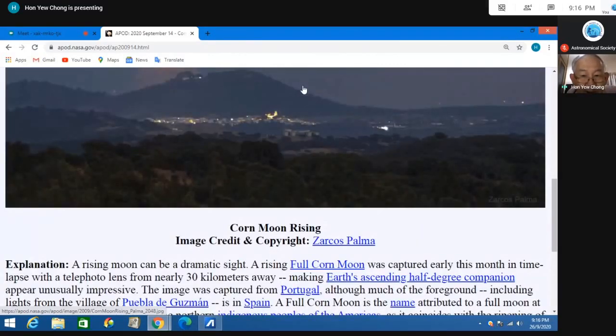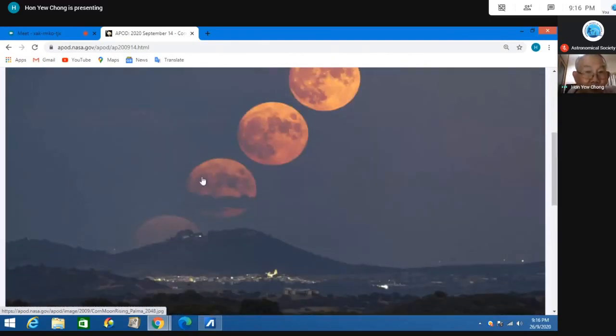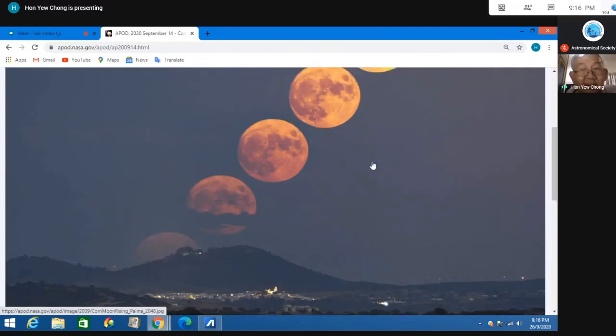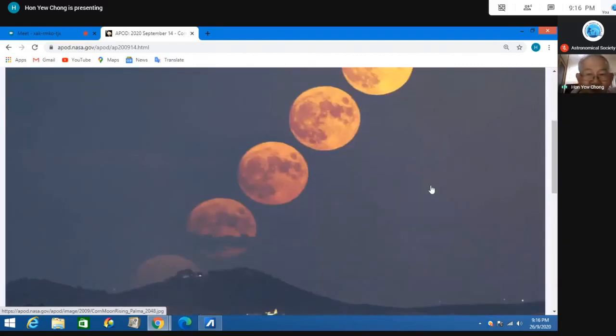This is captured from Portugal. But the mountain in front here where it's rising is in Spain. So it's at the Portuguese-Spanish border. And you can see the moon rising. And again, you know that this picture is correct, because it goes from the lower left to the upper right, just like the solstice picture over Edmonton in Alberta, Canada. So lower left to the upper right, rising moon.